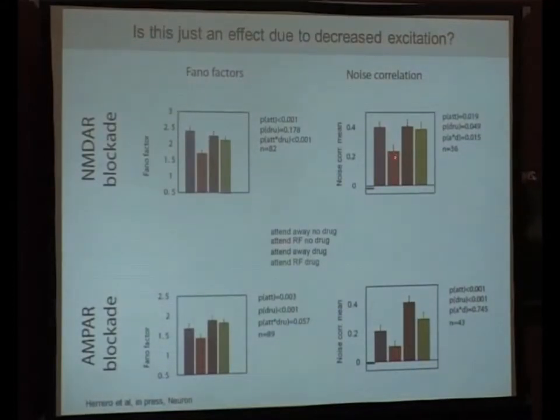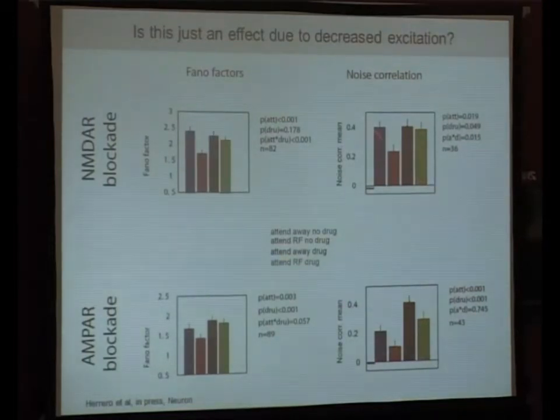So the attention-induced noise correlation reduction is abolished by NMDA blockade. As you can see here, you've seen this graph before. If we now block AMPA receptors, then the attention-induced noise correlation reduction is still present. But you also see that noise correlations are massively increased when we block AMPA receptors, because excitation is removed, and that's why there's more covariability, for whatever reason, between simultaneously recorded cells.